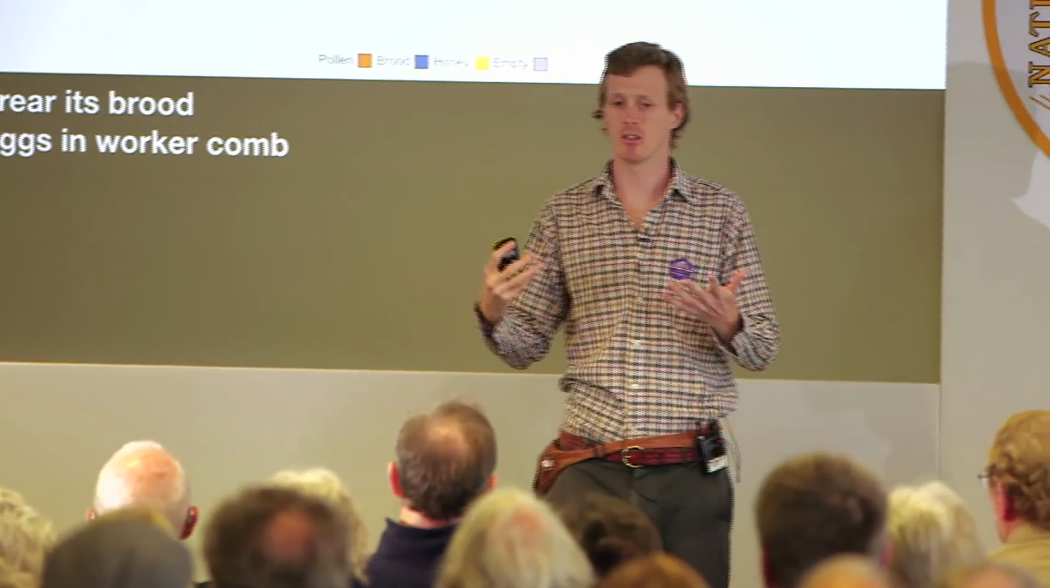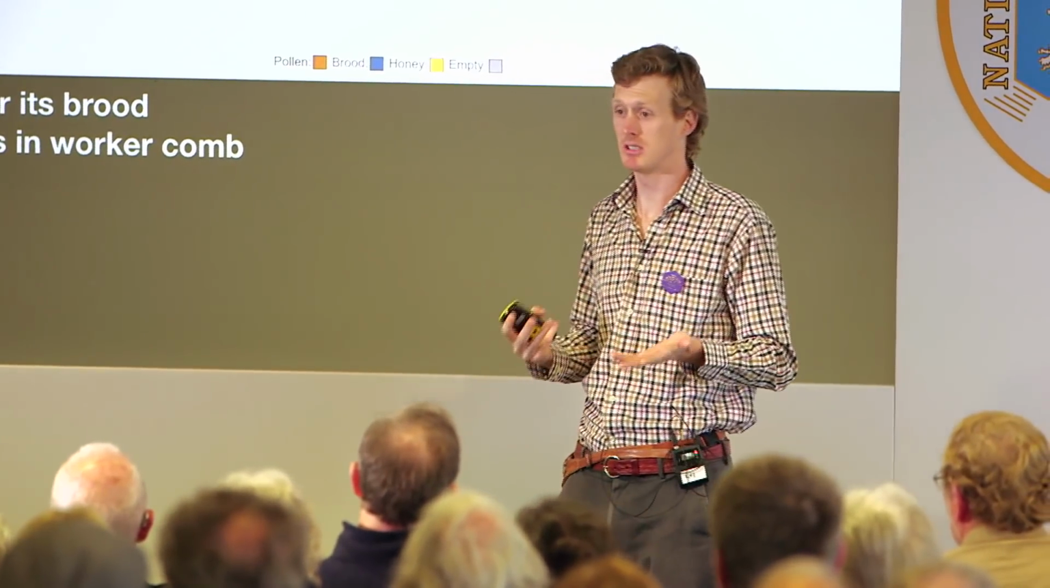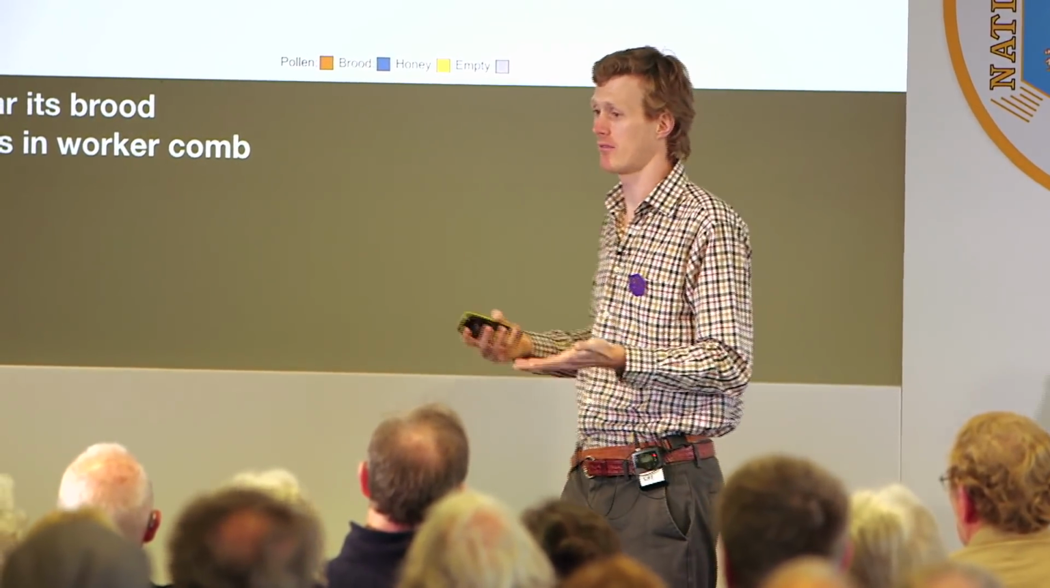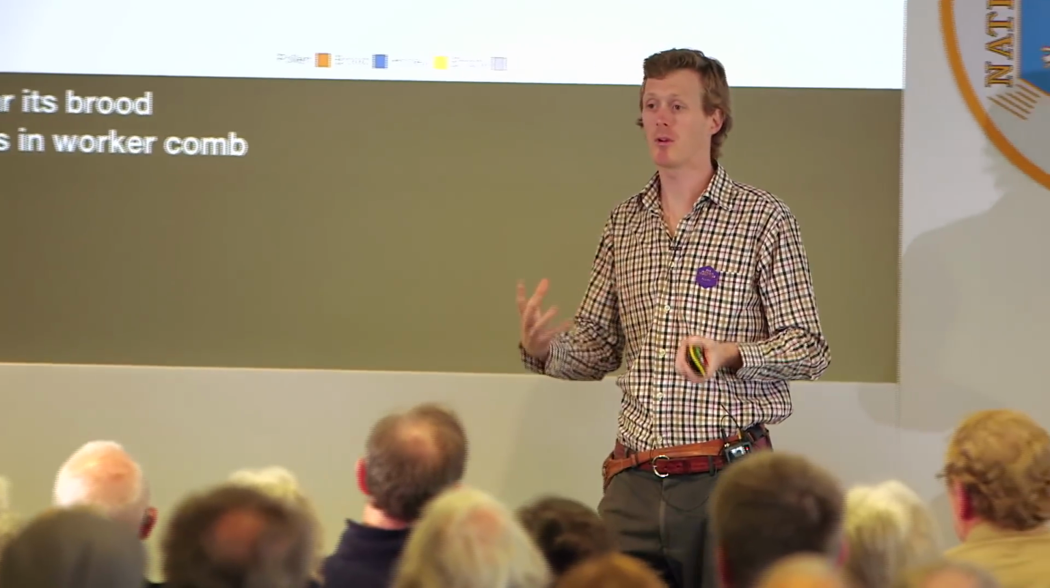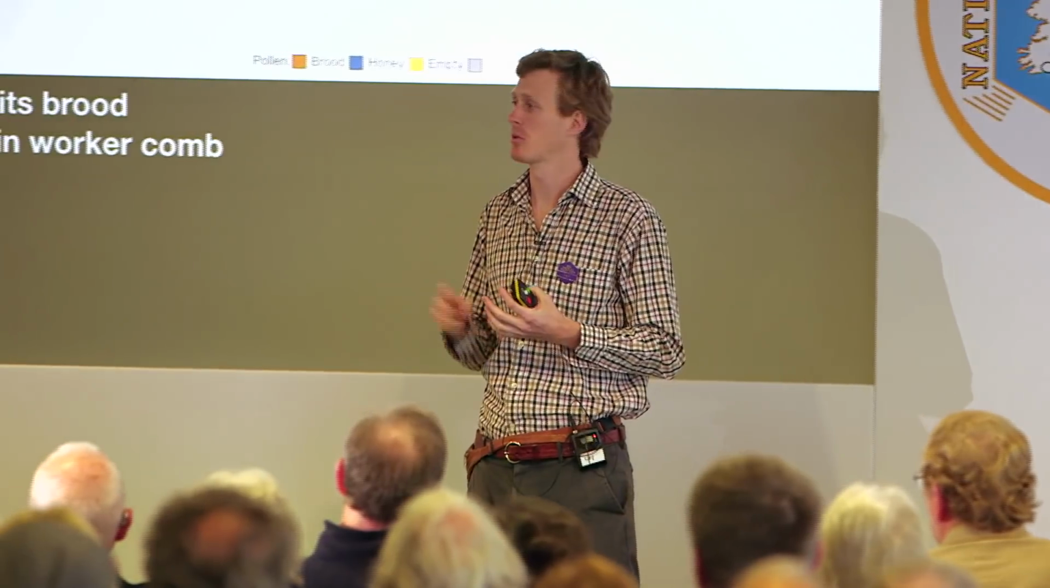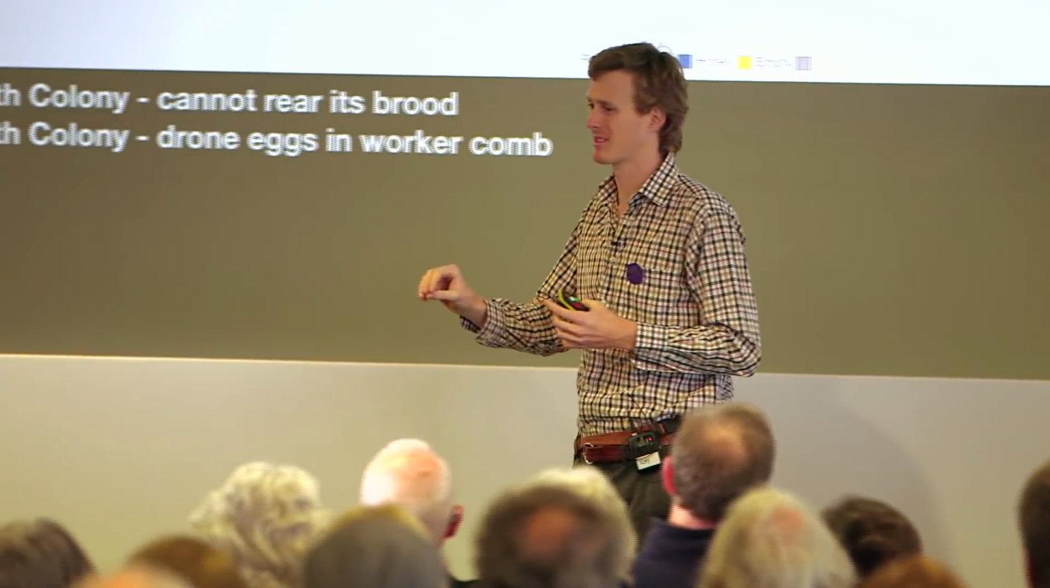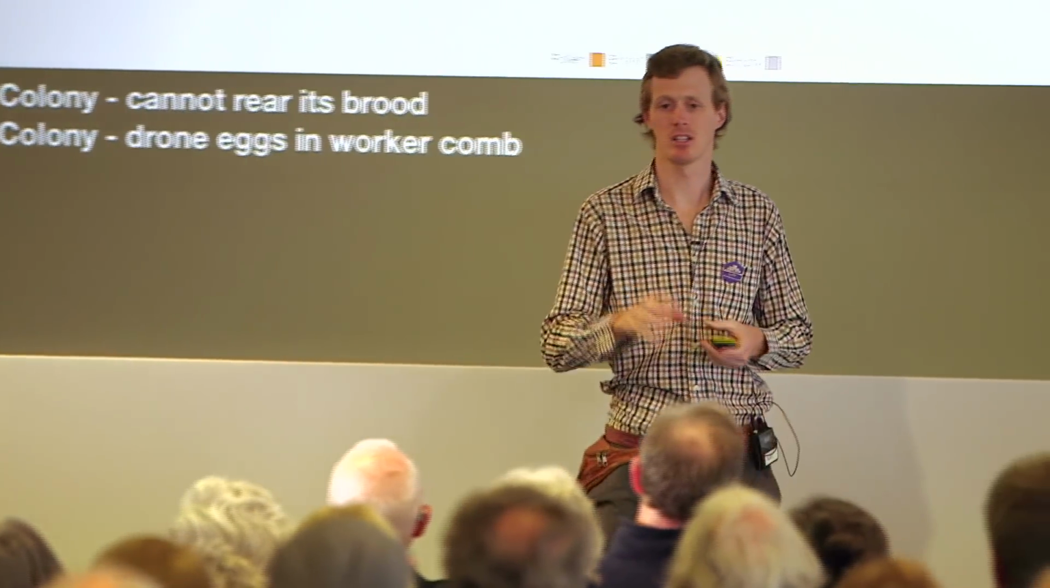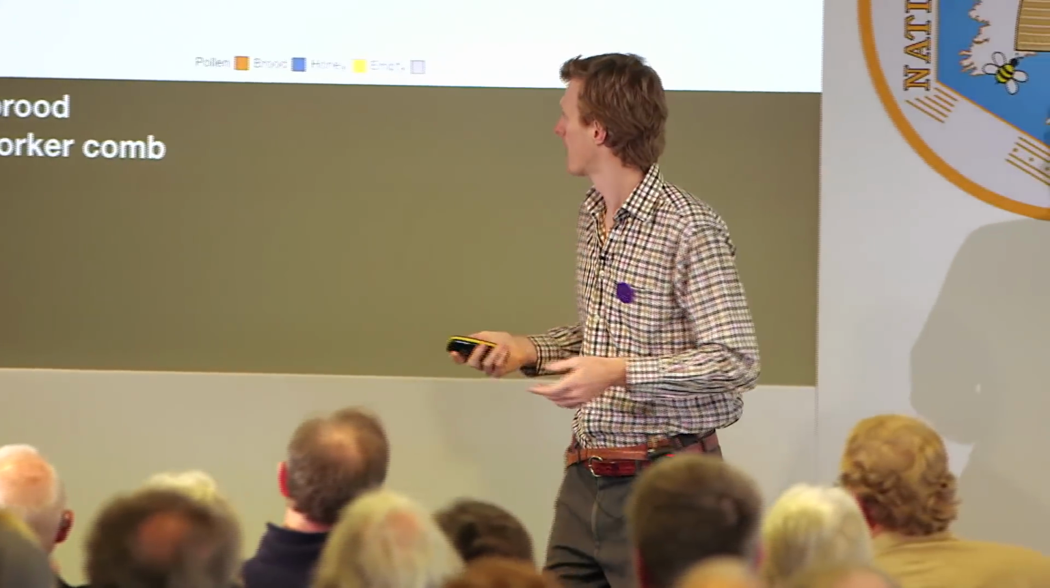And it's not that she had run out of sperm. She did have sperm to lay viable worker eggs. But the way I would interpret it is that this colony, in its last-ditch effort, is still trying to rear some drones to get some reproductive success, and they're only able to actually lay those eggs in the worker comb.